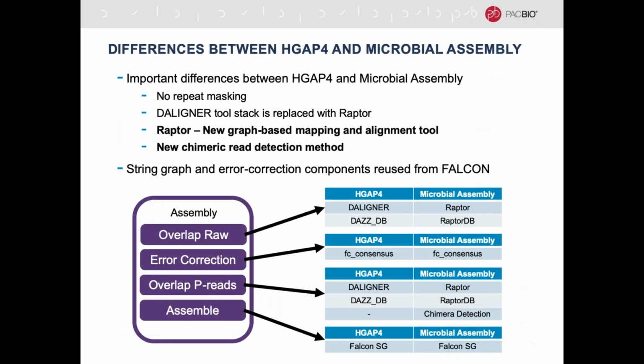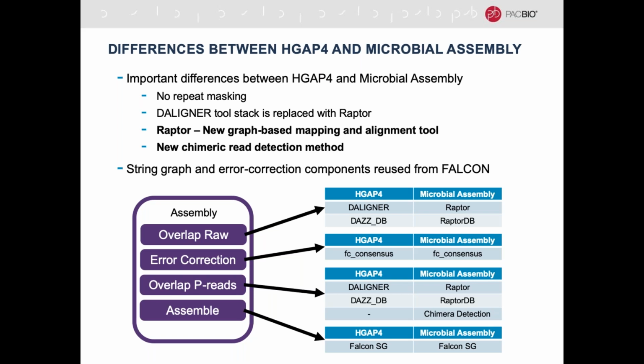So looking at the assembly step, what's different between HGAP4 and microbial assembly? One big change is that we have taken out the D-aligner tool stack, which was developed by Gene Myers, and replaced it with this new tool called Raptor, which is a graph-based mapping and alignment tool. We also added in a new chimeric read detection method, which really helps to improve assembly results as well. However, we are reusing the string graph and error correction components from the HGAP pipeline, which is part of the Falcon package, for those who are familiar with that.